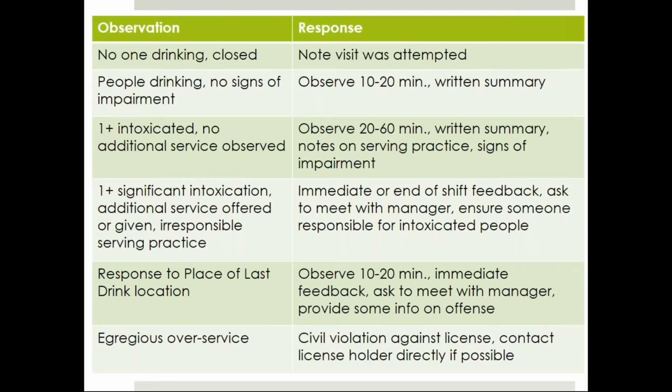Now, again, I'm not going to take a lot of time with this information. You will get these slides afterwards, but here are some examples of types of observations that we've made and how we handle them, up to the most significant, egregious cases of overservice. We can civilly violate that license, and we will contact the license holder to let them know that there is going to be a civil enforcement action against their alcohol license because of overservice.